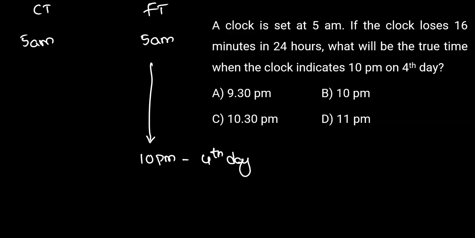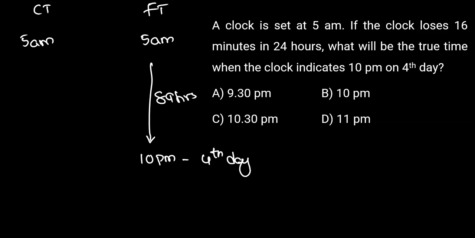First day 5 a.m. to second day 5 a.m. is 24 hours. Third day 5 a.m., 48. Fourth day 5 a.m., 72. 1 to 2, 2 to 3, 3 to 4, so 24 into 3, 72 hours. 72 hours for 5 a.m. But that is 10 p.m. 5 a.m. to 5 p.m. again 12, 72 plus 12, 84. 84 plus 5, 89 hours.